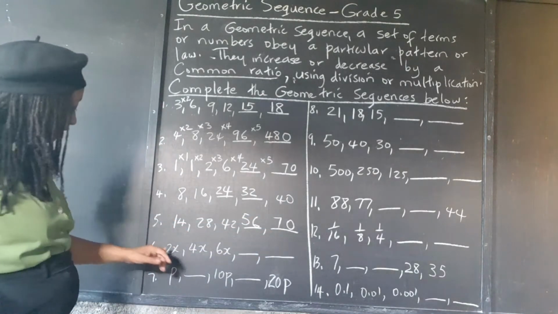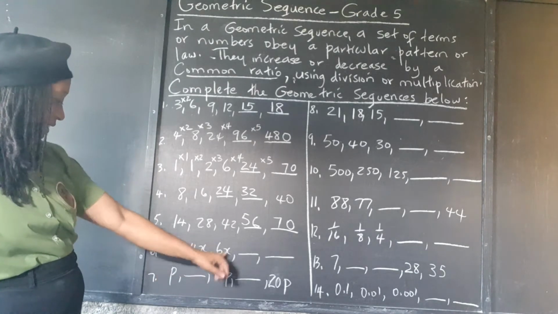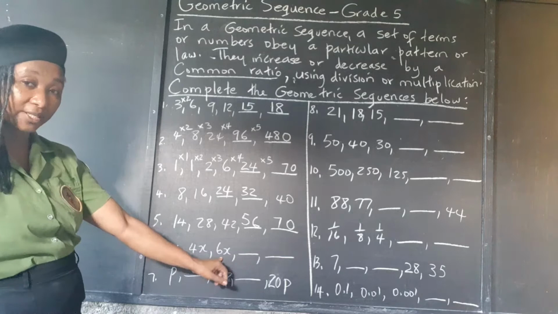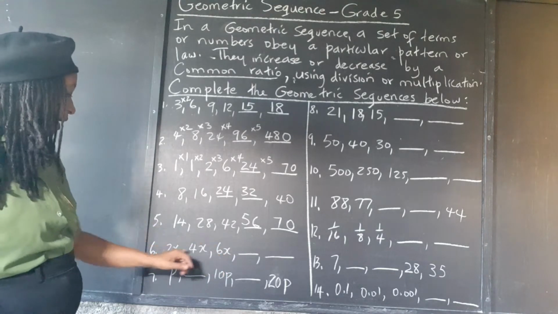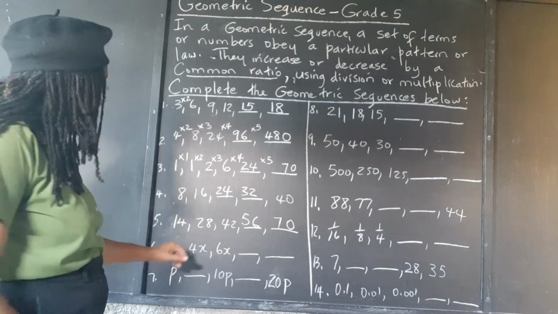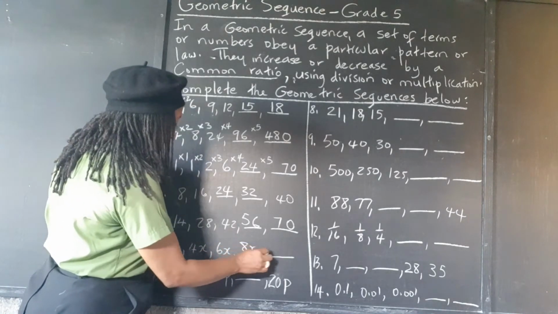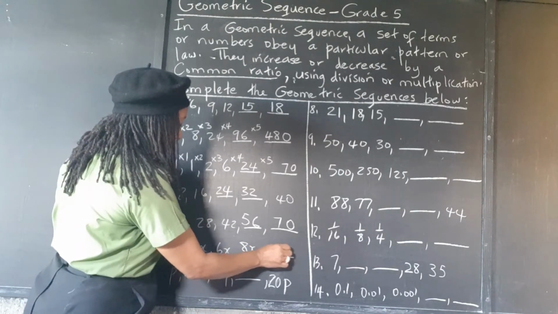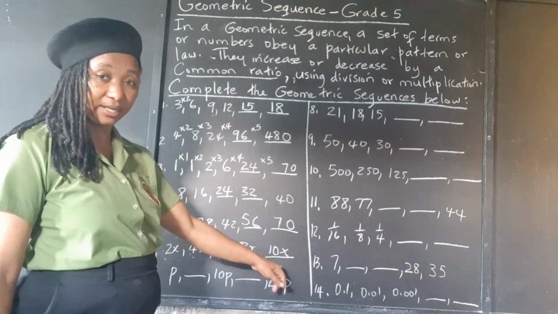Alright, here we're progressing by, so let's see, 2, 4, 6. So this looks like a 2 times table, right? 2, 4, 6. So the next one will be 8, and the next one will be 10. 2, 4, 6, 8, 10.